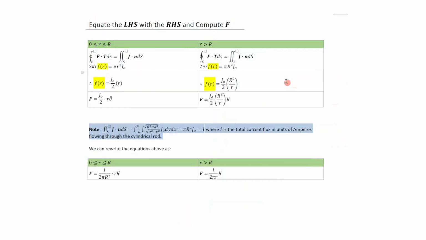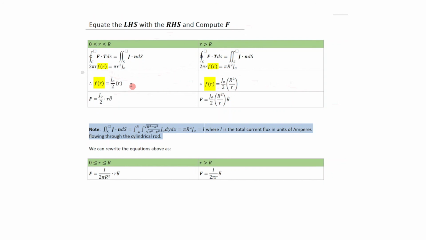All right, so now we equate the left-hand side with the right-hand side to compute F. So for instance, from the previous slide, here's the left-hand side, and from the previous slide, here's the right-hand side. Similar for r greater than capital R, the left-hand side never changes. The right-hand side took on a different value here. So here we need to compute now what F of r is. F of r will just be J naught over 2 times r, so it's proportional to the radius. And outside r equals capital R, it will be inversely proportional to the radius.